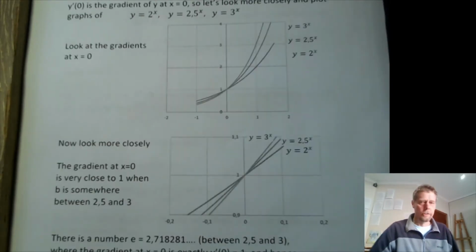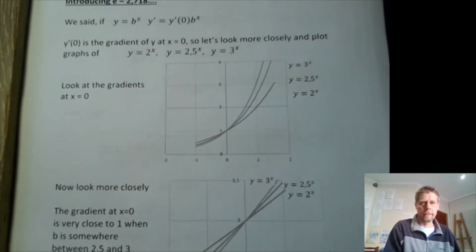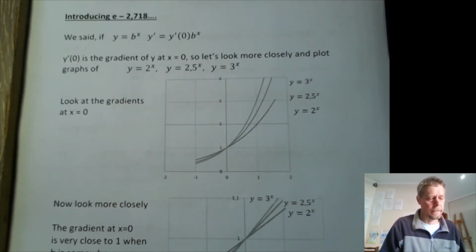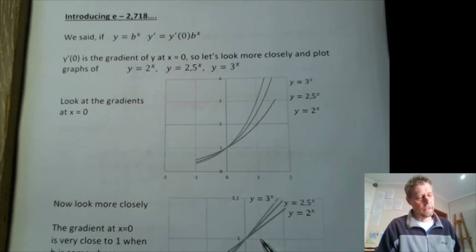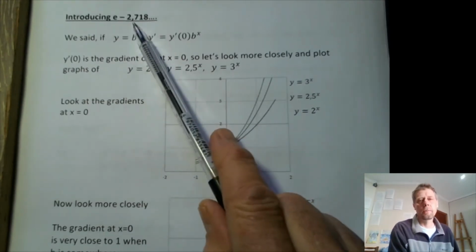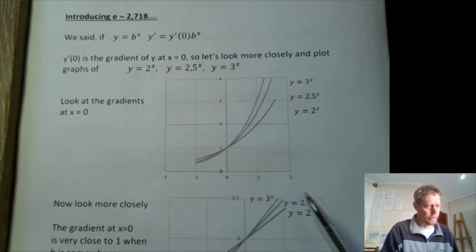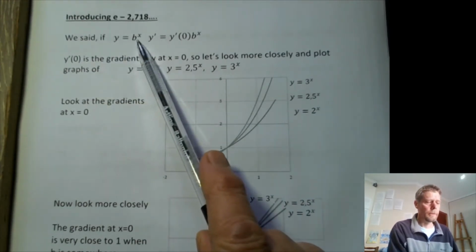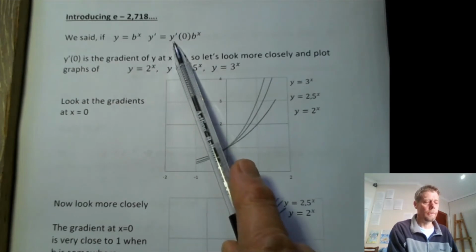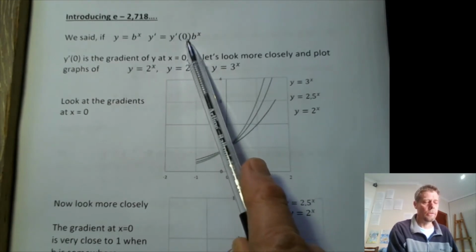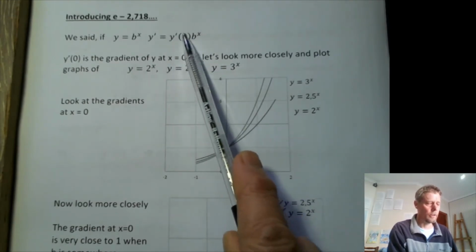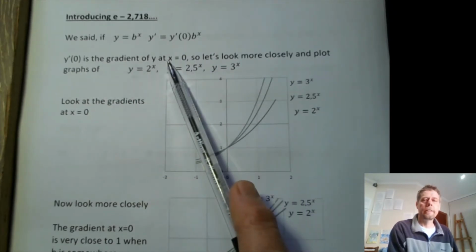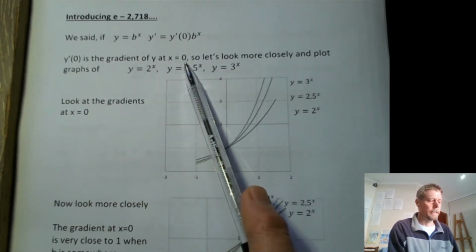Now let's introduce a special number called e. e is similar to pi. Pi is 3.14, and e equals 2.71818, etc., etc. So we said that if y equals b to the x, y dash equals y dash at 0 times b to the x. So it's a constant times b to the x. So y dash is the gradient of y at x equals 0.